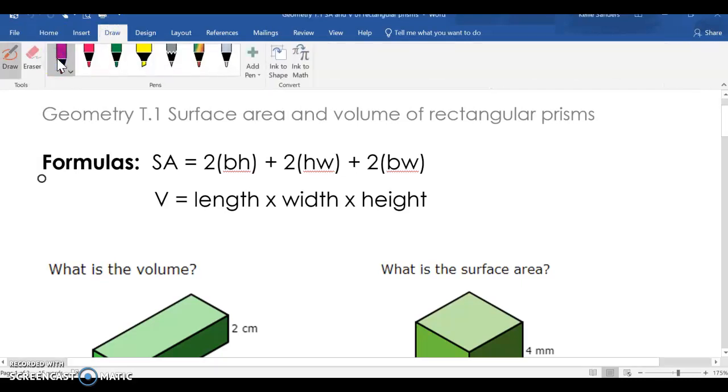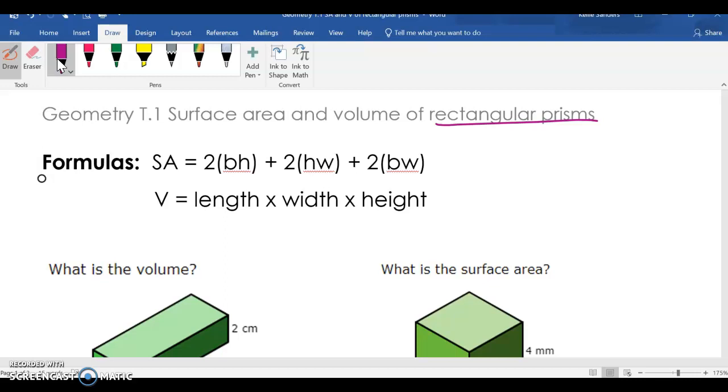Alright, T1, surface area and volume of rectangular prisms. We're going to be doing surface area and volume of lots of different three-dimensional shapes in this unit, but for this lesson we're just going to do rectangular prisms. And a rectangular prism is basically a box or a cube.